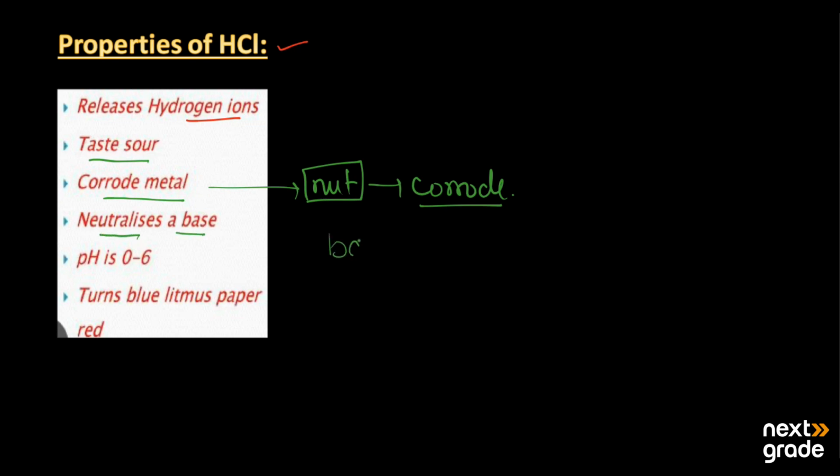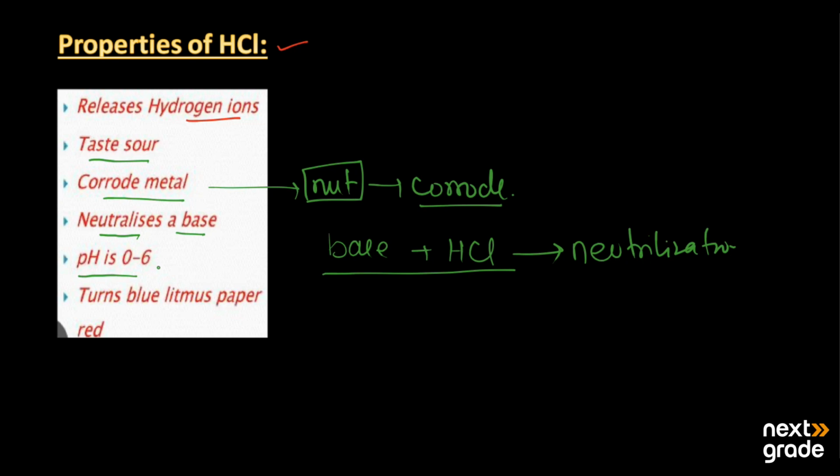For example, if we have a base and we add HCl, then this reaction is known as the neutralization reaction. Its pH is around 0 to 6, and it turns blue litmus paper red, as it is a strong acid. This is used for the identification of acids.